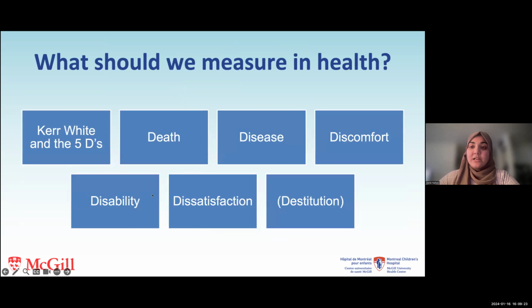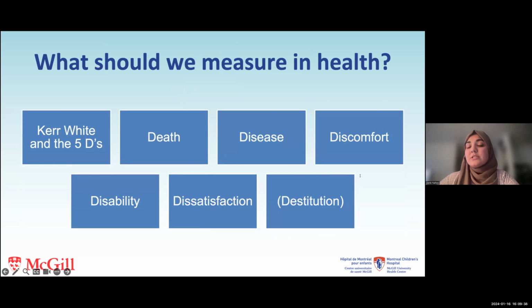So what should we measure in health? Kerr White's model assesses health through 5 dimensions: death, disease, discomfort, disability, and dissatisfaction. These cover different aspects of well-being influenced by intentional actions or external factors.